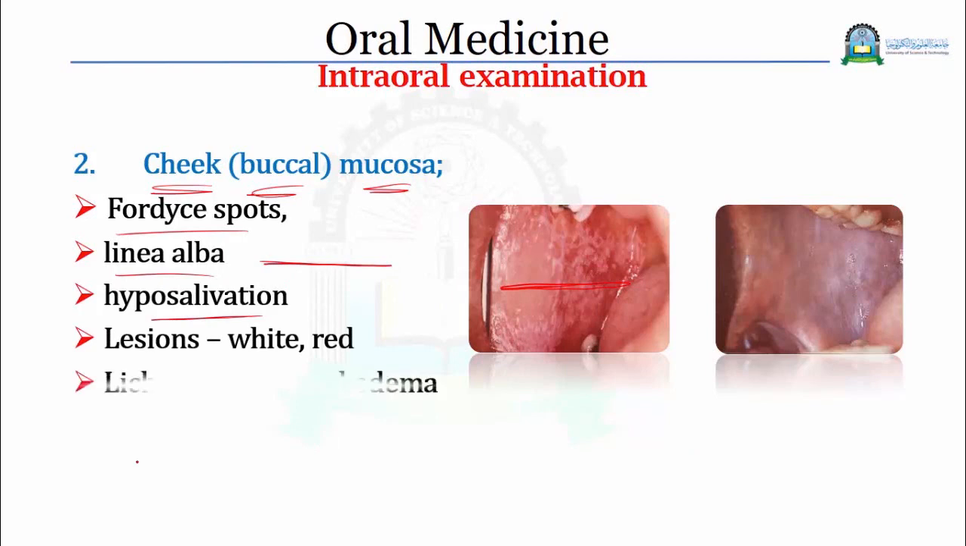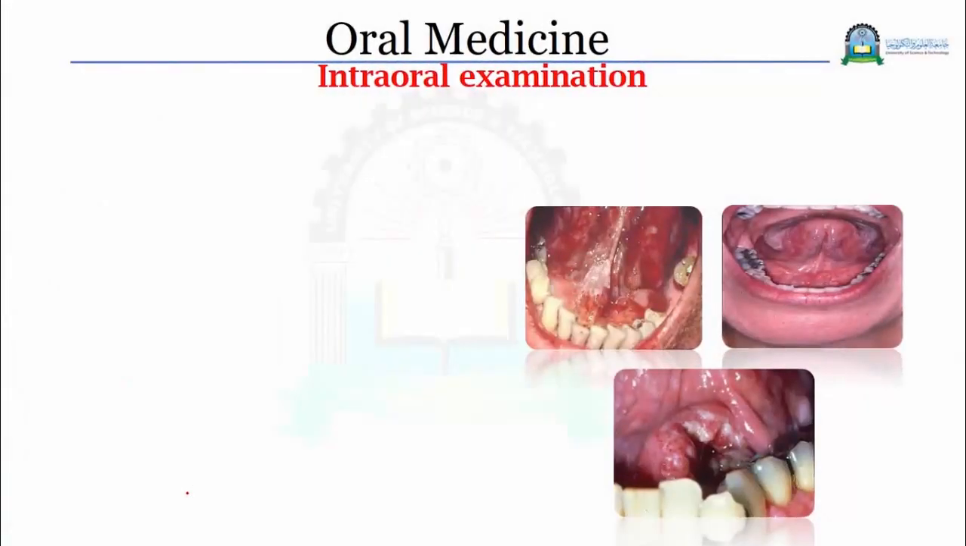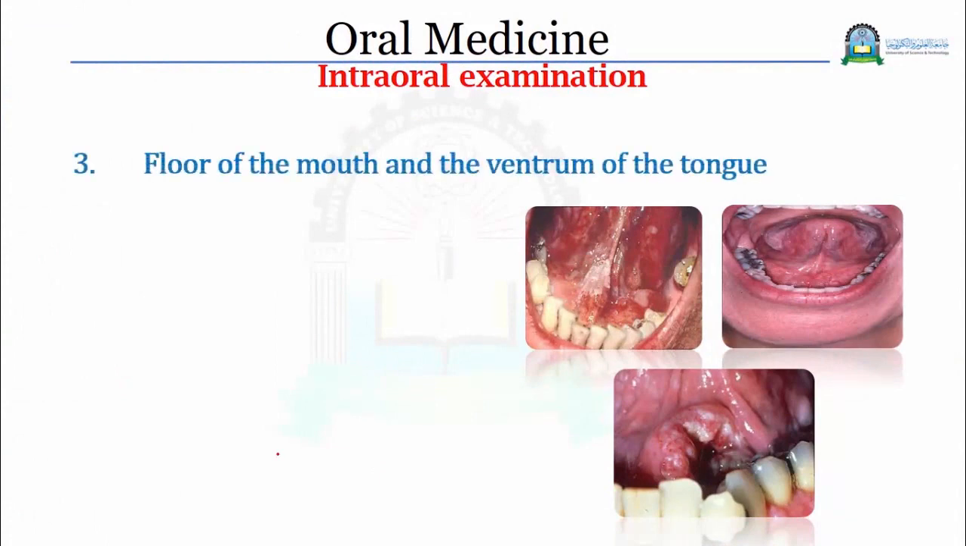Lesions: if there is a white lesion or red lesion or whatever, so these pictures present white lesions, there is a reticular white lesion. We'll talk about white lesions in 2 lectures in detail. If there is also lichen planus or leukoedema in the buccal mucosa, we will assess and evaluate the presence of those lesions.